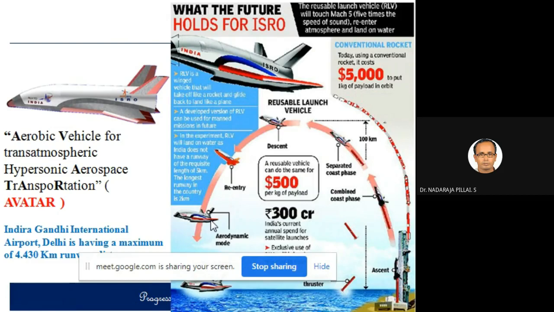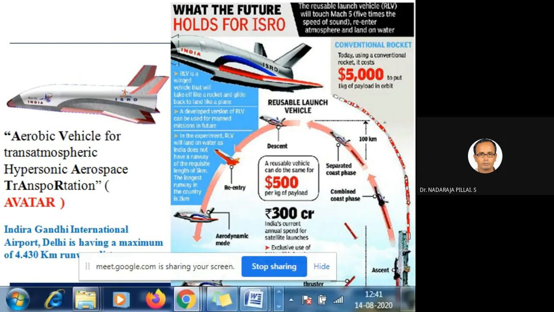and it will come for landing. But in this case, at present, the design is a splash landing in water, but they say that the runway length is not enough. But now at Indira Gandhi International Airport, the maximum runway distance is 4.43 kilometers, right? So it can land on a runway also, right?